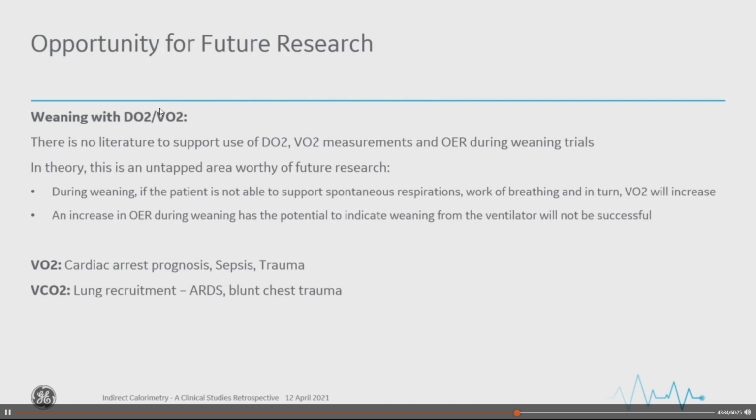And then on the VCO2 side, like I touted at the beginning of the presentation, it all boils down to ensuring that you have adequacy of gas exchange, which means that you have adequacy of alveolar expansion, not over distension, and not alveolar collapse. So leaning on VCO2 to inform whether you can infer around lung recruitment, not only in ARDS, but in blunt thoracic trauma, to identify those patients that are at risk of developing propagation of worsening lung function.